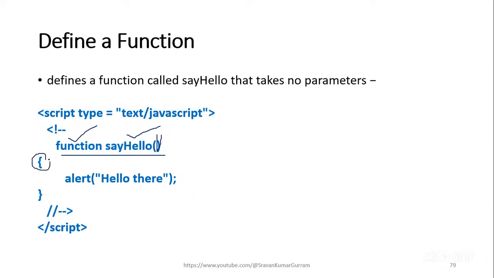Within that body, we use curly braces to create the block for the function. Within that, I am writing the alert function, alerting some text within double quotation marks. So when you run this code, an alert box is created, and within the alert, you will get the output like hello there. So this is how to use functions.